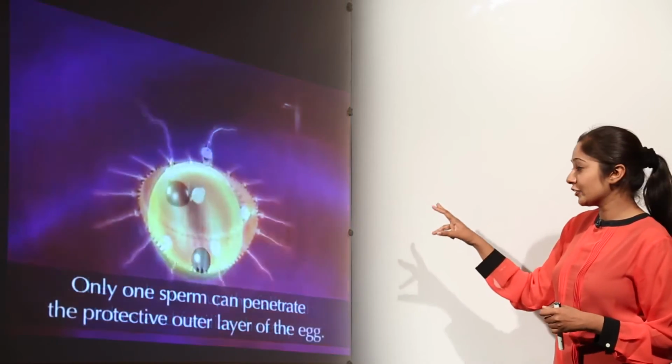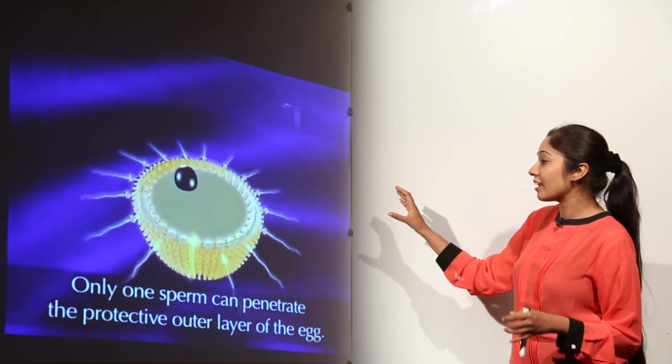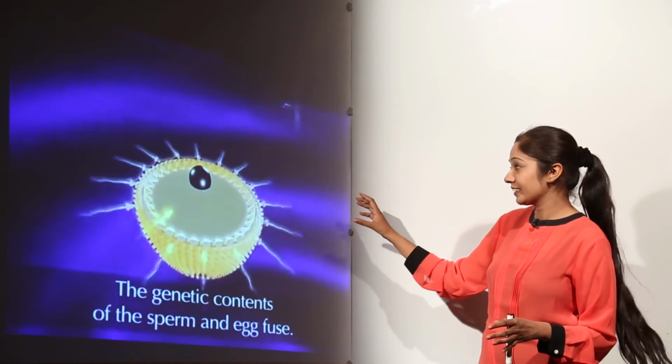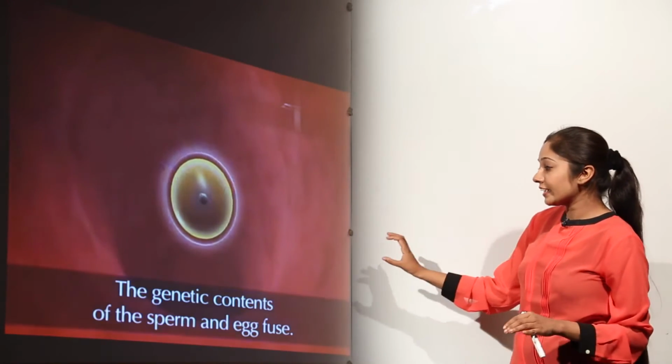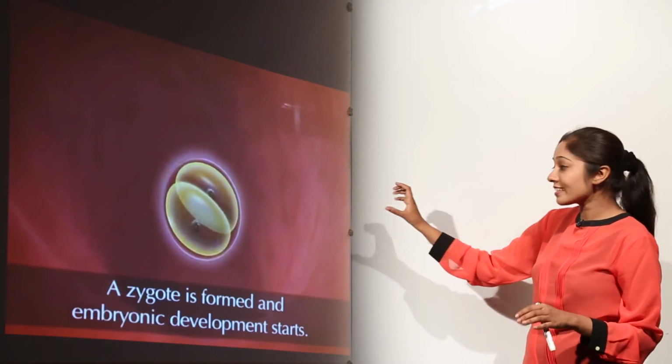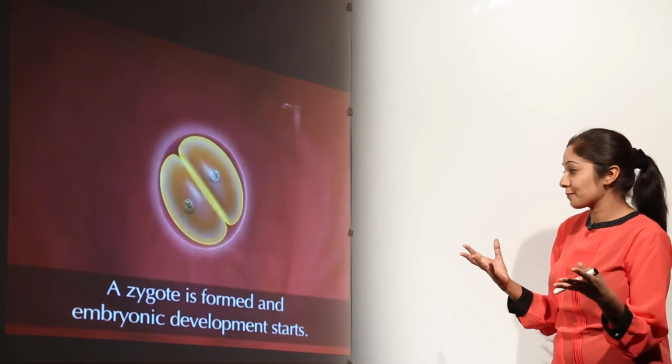This is fertilization, but only one sperm can penetrate the protective outer layer of the egg. So it is going to enter inside the egg, and the genetic contents of the sperm and the egg fuse, and a zygote is formed and embryonic development starts.